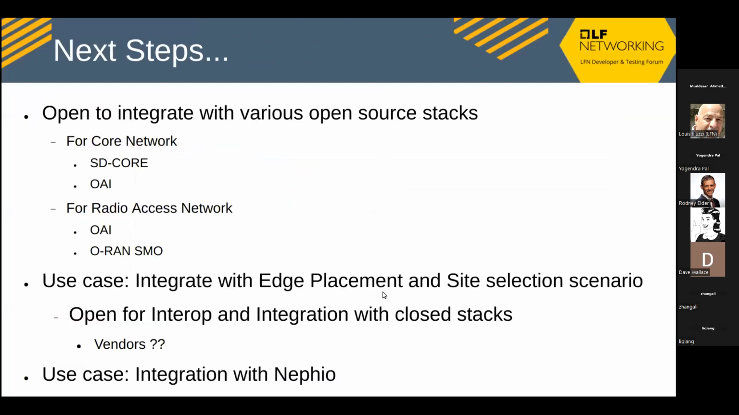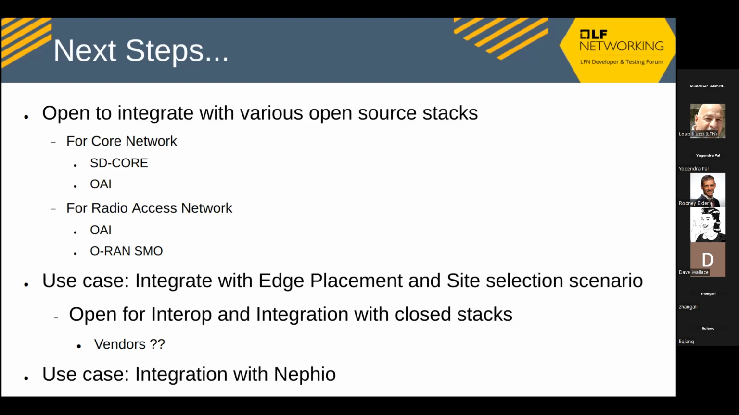I have the last slide as the next steps. Based on the 5G Super Blueprint use cases and needs, we are thinking of taking this solution and integrating towards the core network, which could be SD-Core because we have it in one of the labs, or we may go to the next level and do OAI also. Similarly for the radio access network, we want to do OAI, along with taking the O-RAN SMO to integrate into this demonstration, so that we have slicing with the O-RAN SMO as an end-to-end case.